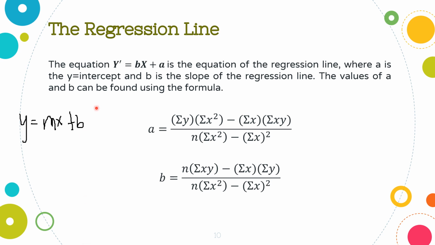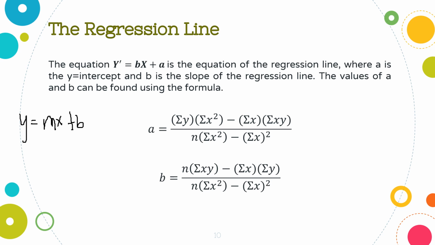So, the equation y prime is equal to bx plus a is the equation of the regression line where a is the y-intercept and b is the slope of the regression line. The values of a and b can be found using the formula. So, in here, we will be using this formula for a and b to create later our regression equation, or our equation that we can use later for prediction.